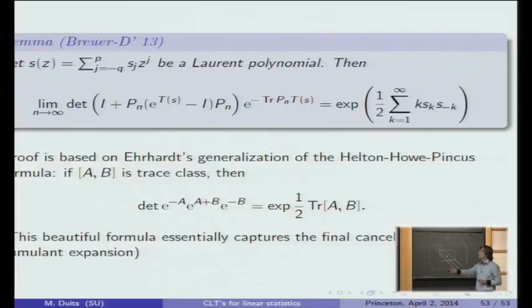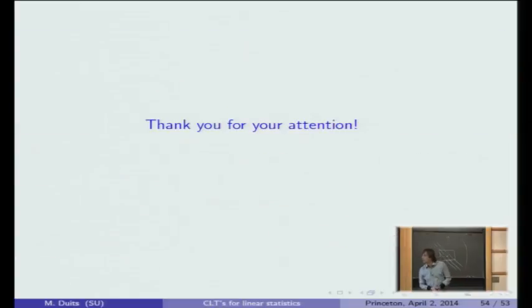I just wanted to mention that in that proof, you use Ehrhardt's generalization of the Helton-Howe-Pincus formula, which says that if [A,B] is trace class, then the determinant of this product of these exponentials is e to the half times the trace of [A,B]. This is where the final cancellations take place. This is a beautiful formula that actually captures, in the end, why the central limit theorem comes true. Okay, that's all I wanted to say.